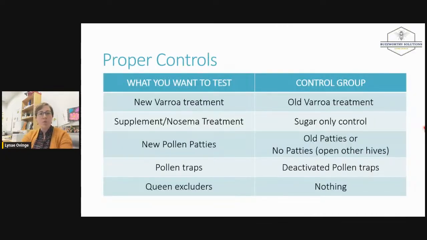So I'm going to go over some other controls to really drive this in. So if you want to test a new varroa treatment, your control group is your old varroa treatment. Okay. It's not untreated.